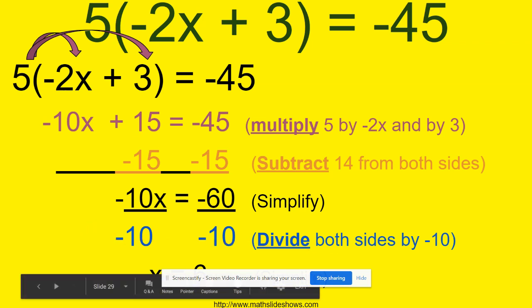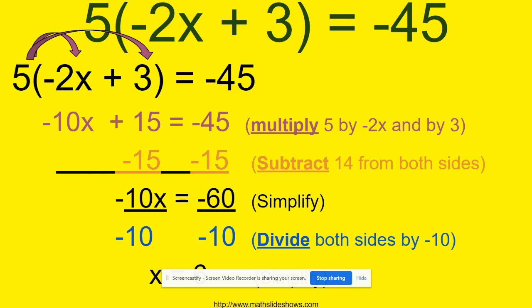And again, sorry about that. You can't see it, but it's there because negative divided by a negative is a positive.